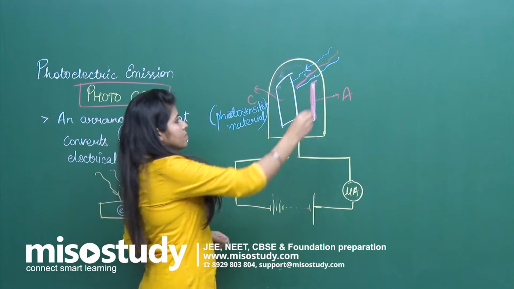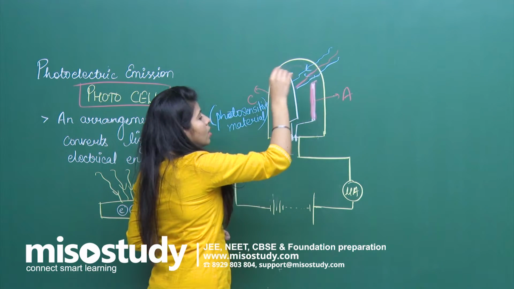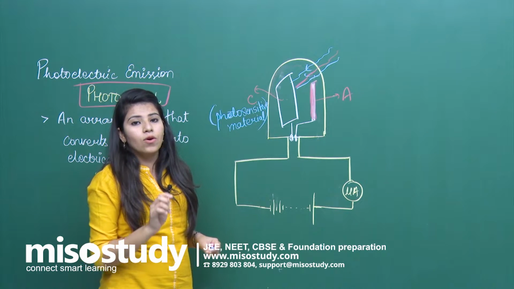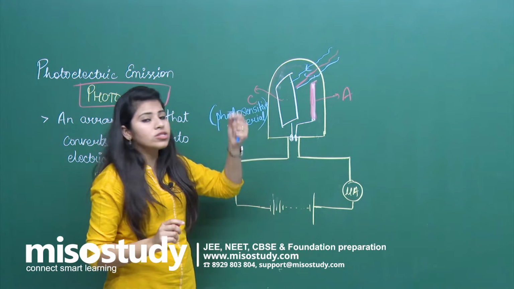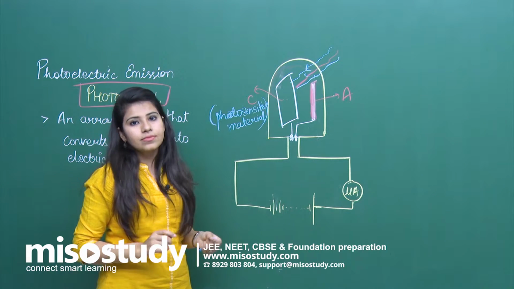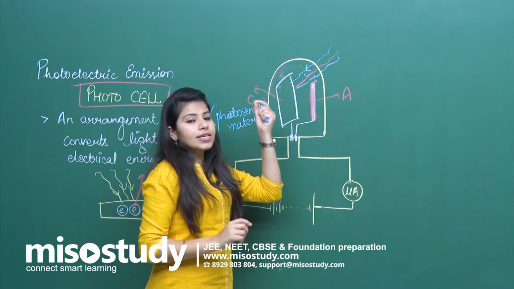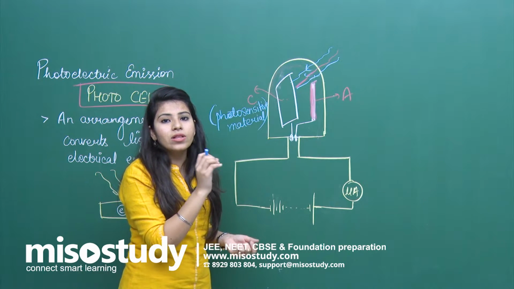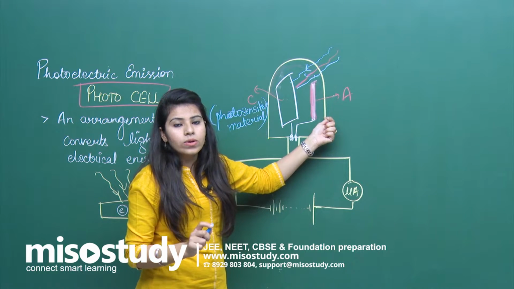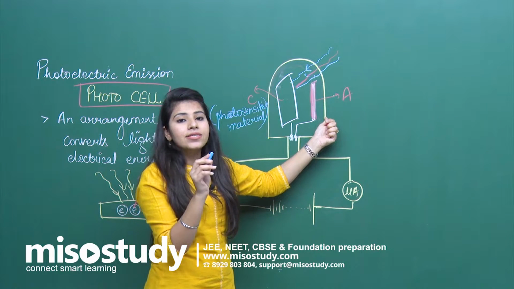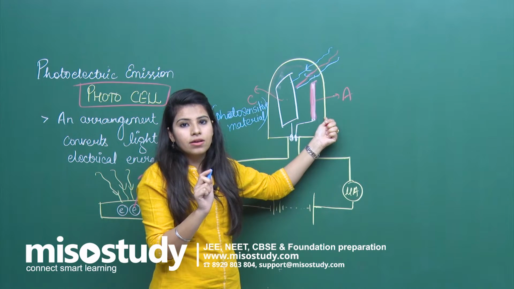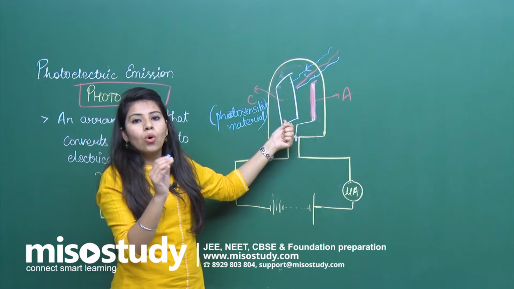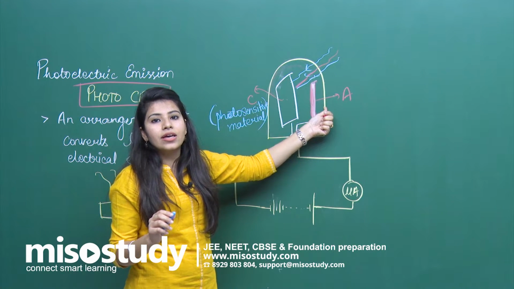Now if the photon falls upon this surface, what will happen? Electrons are going to be ejected. Since electrons are ejected, where will they go? This is an anode, and if we place it at a positive potential, the electrons are going to be attracted towards this anode.